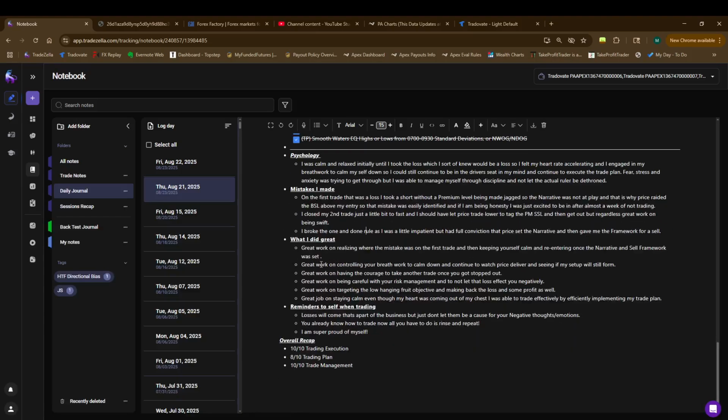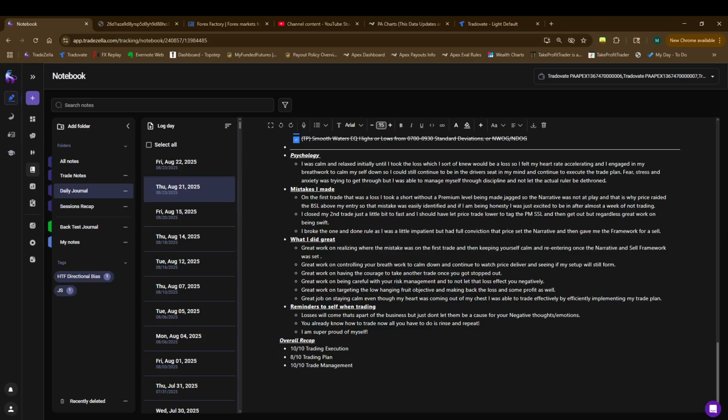Then let's go to what I did great. Great work on realizing where the mistake was on the first trade, and then keeping yourself calm and re-entering once the narrative and sell framework was set. Great work on controlling your breath work to calm down and continue to watch price delivery and seeing if my setup will form. Great work on having the courage to take another trade once you got stopped out. Great work on being careful with your risk management and to not let that loss affect you negatively. Great work on targeting the low-hanging fruit objective and making back the loss and some profit as well.